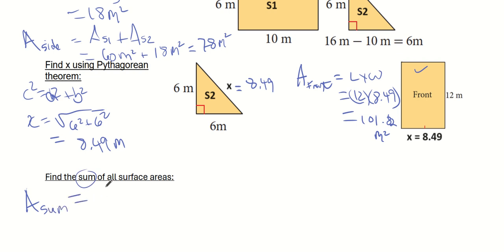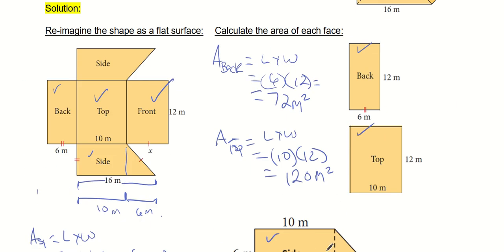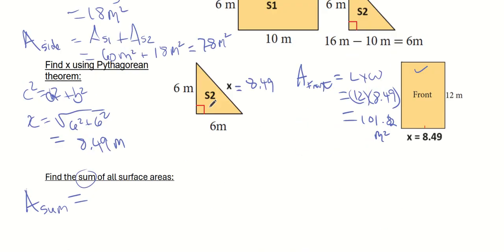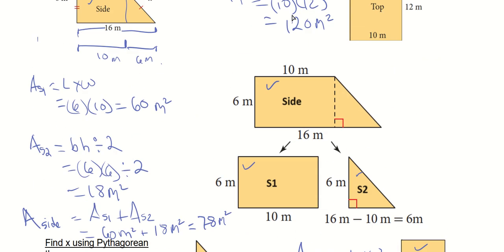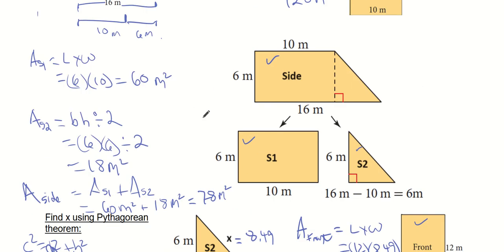equals, and let's get all right. So what do we have here? The area of the back, the area of the top. So let's do area of the back plus the area of the top. So that's the area of the back, area of the top, and the area of the side.